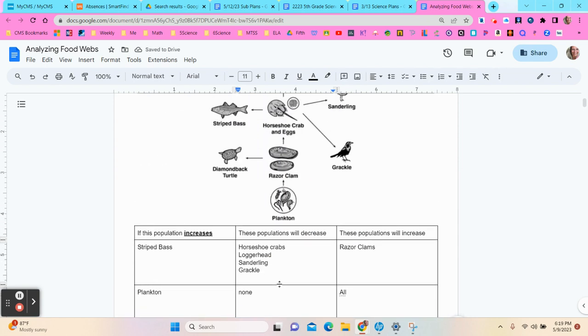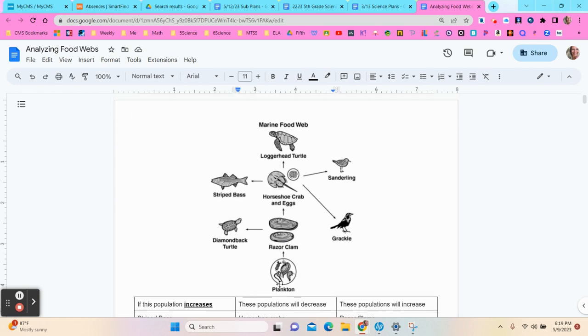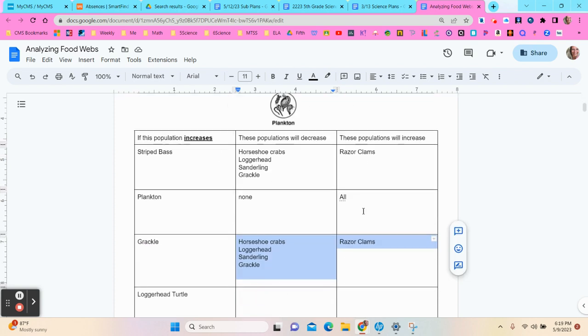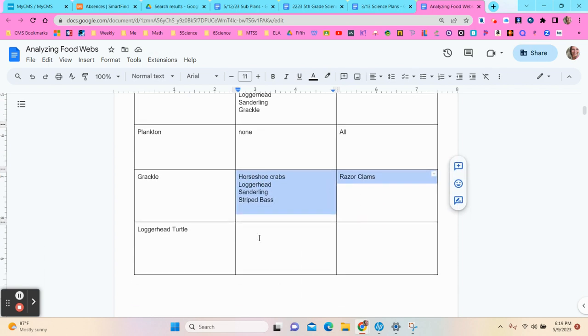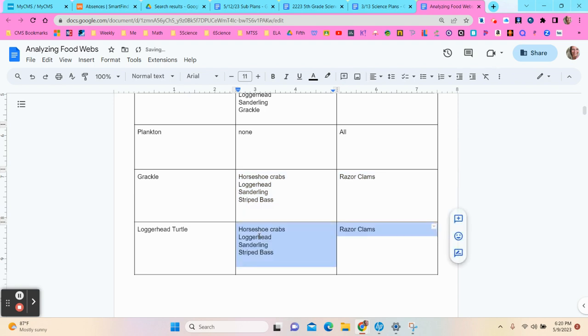All right, and let's look at the loggerhead turtle. If you have more loggerhead turtles, then that means you would have less horseshoe crabs. And again, all of the other things are going to be impacted. So I guess I should consider here that the grackle shouldn't be in this list, right? And instead, what else should be in it? The striped bass. And then the same answers go here, right? Because the loggerhead turtle would eat up the horseshoe crabs, so the horseshoe crabs would go down. But that means I can take out the loggerhead and instead put in the grackle. And that's how you do it.